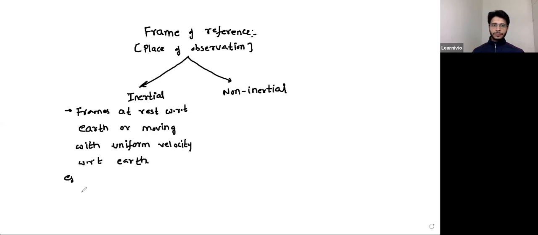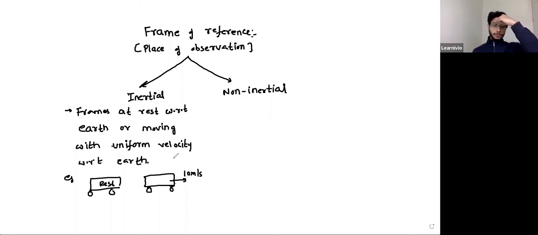For example, a car which is at rest with respect to Earth is an inertial frame. Or a car which is moving in a particular direction with a constant velocity is also an inertial frame. So this is the definition of an inertial frame: the frame is either at rest or moving with constant velocity. These are examples of inertial frames.